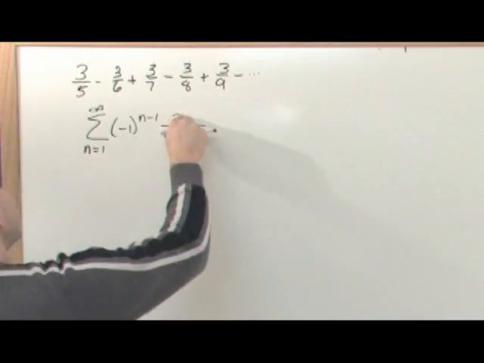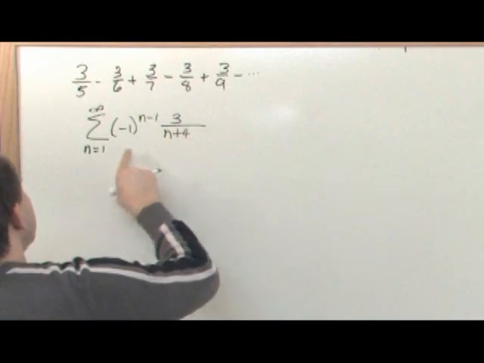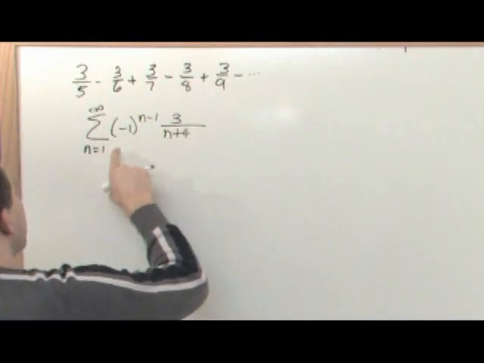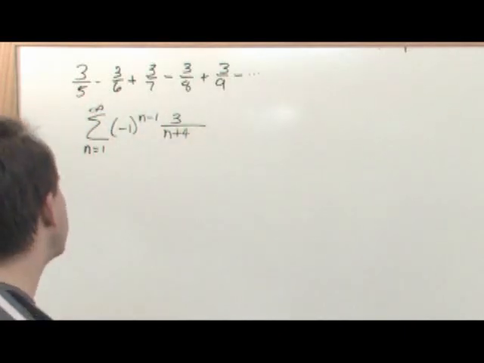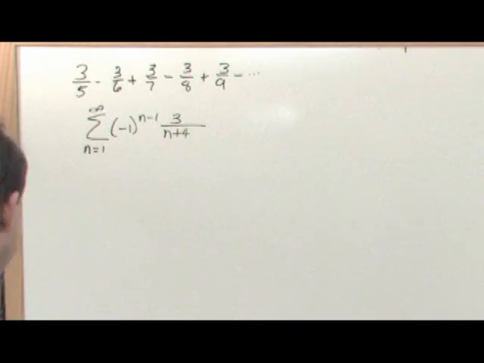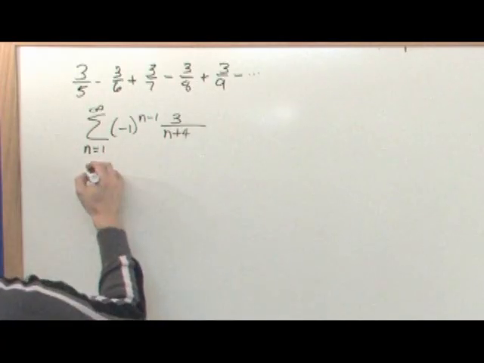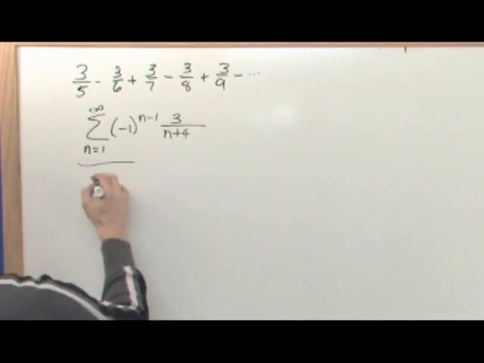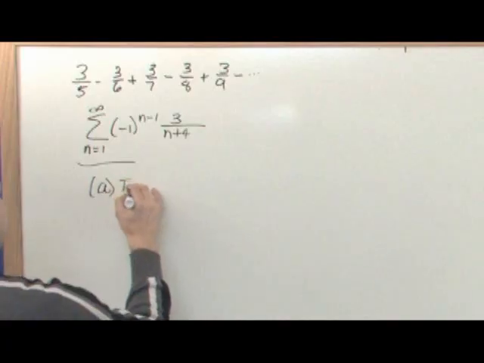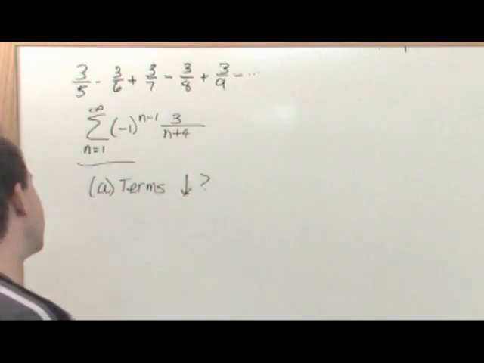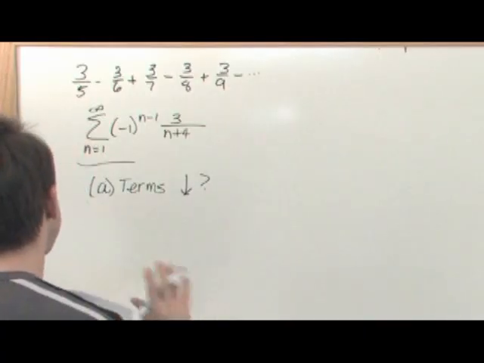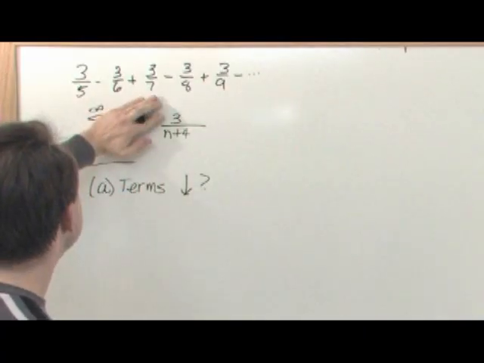And here, 3 is always on the top, and on the bottom, you have n plus 4. So 1 plus 4 is 5, 2 plus 4 is 6, and so on. So that's how you would write the series. The question is, does it converge or not? So let's check and see if it converges, okay? Part A, do the terms decrease? I think you can convince yourself. And when I say the terms, I'm not talking about the sign of the terms.